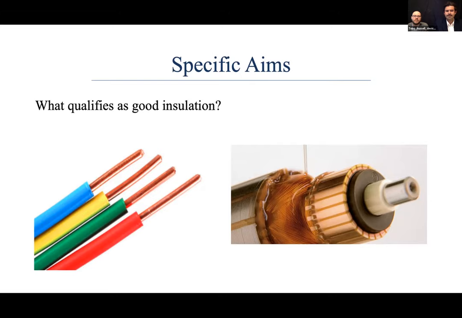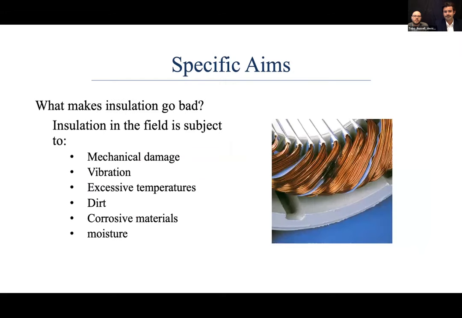Insulation deteriorates over time due to environmental factors and the strains of use. Loss of insulation integrity can result in serious injury or possibly death. On the left-hand side of the screen, you can see some standard wires with rubber insulation. On the right, you can see the insulation in a motor winding. Typically, these windings are dipped in insulation, or they might have it poured or brushed on.